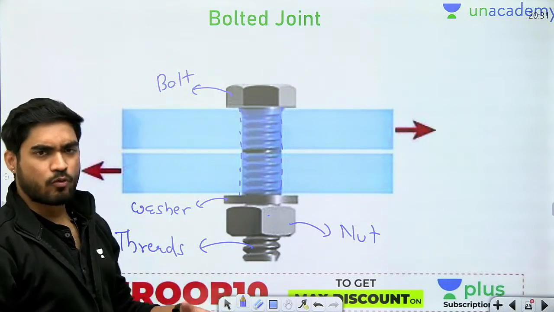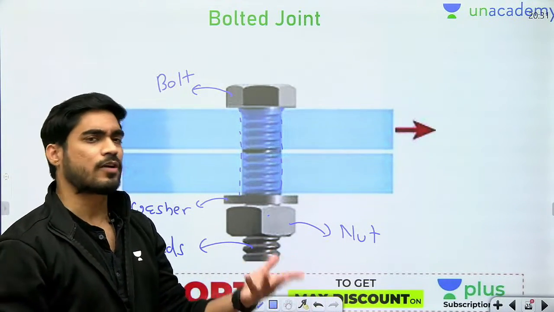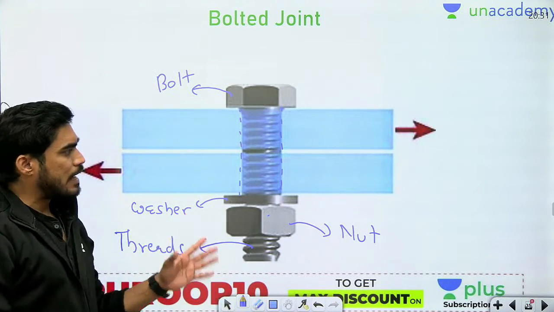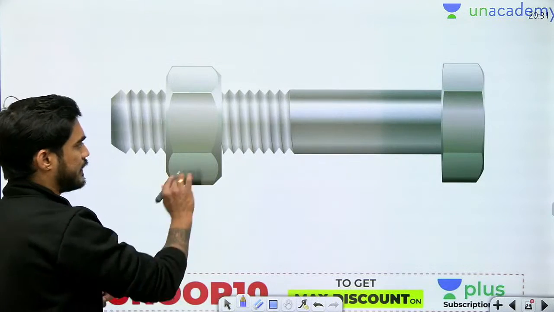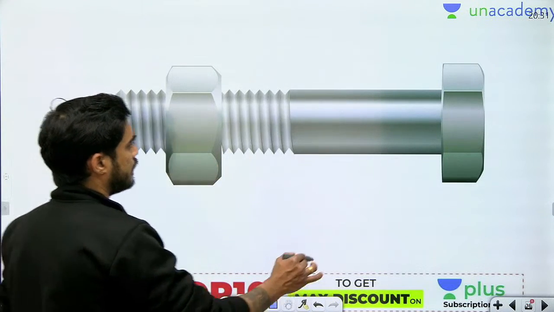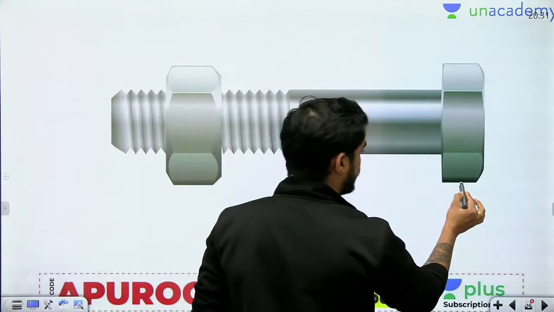Okay, so beta washer ke ye do kaam hai. If you want you can use washer, if you don't want you don't use washer. अब बेटा bolted joint को closely inspect करते हैं. So beta this is a bolted joint. This is the bolt, this is known as bolt head.